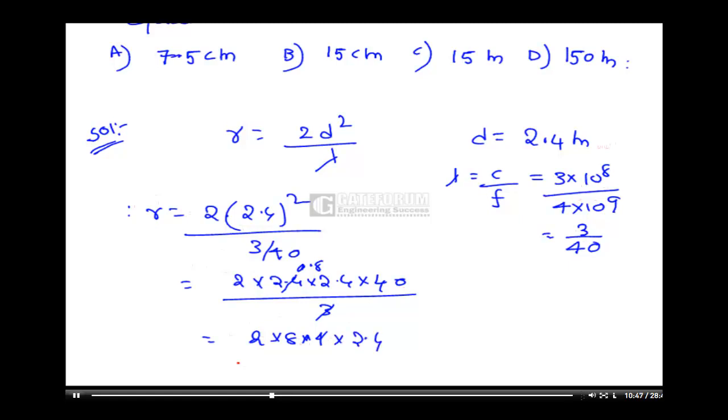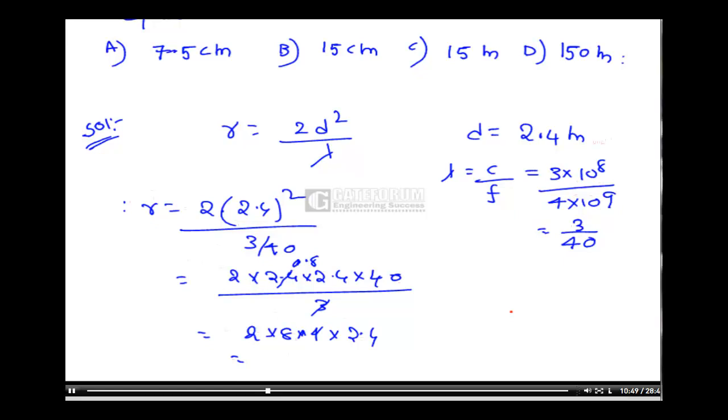And simplify. If you simplify, you will get approximately 153.6 meters. So here it is given approximately. What is the option? Approximately, if you compare, this is nothing but 150 meters. So option D is correct.